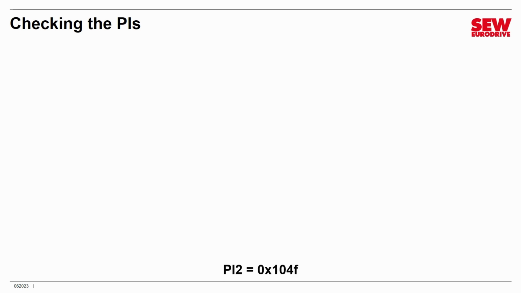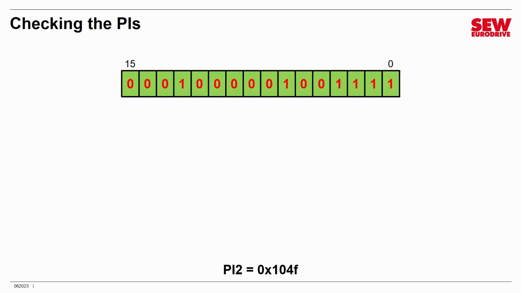PI2 gives us the speed in RPM. We had hexadecimal 104F. We turn it into binary, it looks like this. But what we really want to do is convert it to decimal. So we feed this into the Windows calculator, and we get 4,175. Now, since this is an RPM and not percentage, we multiply it by 0.2 to convert it to the actual speed in RPM. So if we multiply by 0.2, we get 835 RPM, which is exactly what we asked for. So that looks good too.